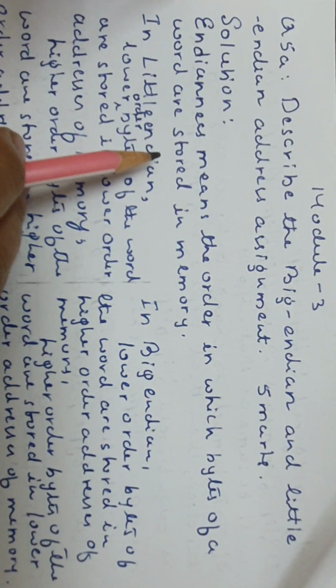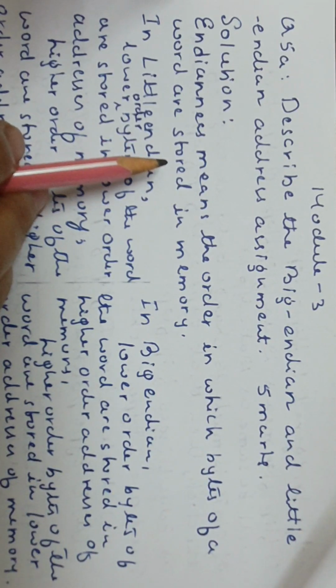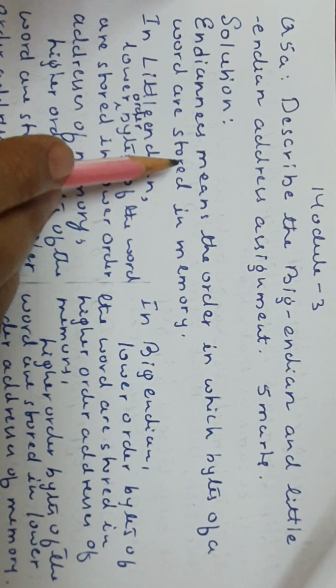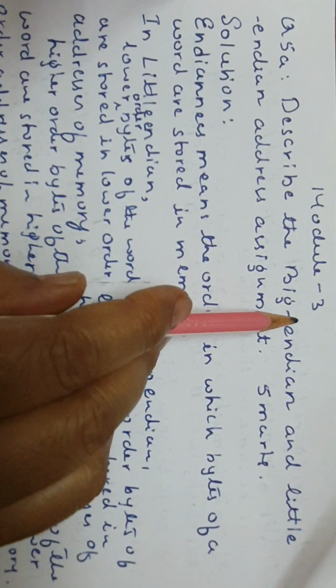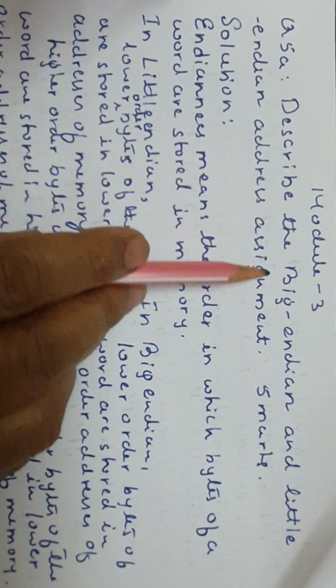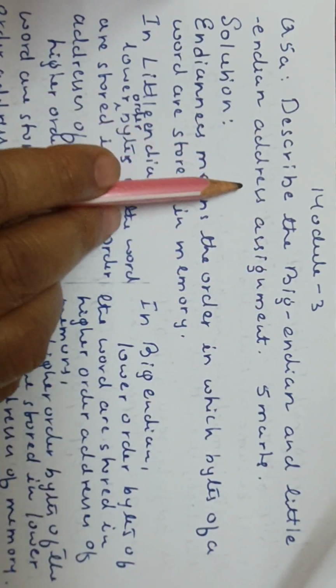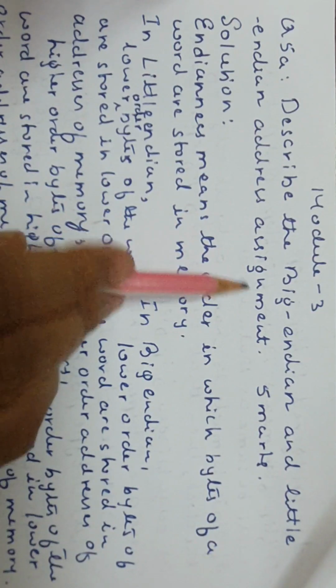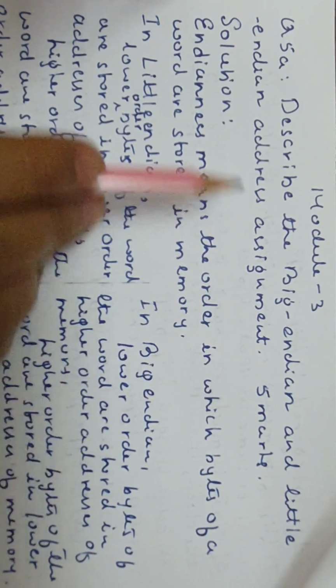Today we shall solve question number 5A in model question paper set 2 of the subject Digital Design and Computer Organization with subject code BCS302. This belongs to module 3. The question is, describe the big-endian and little-endian address assignment. This carries 5 marks.